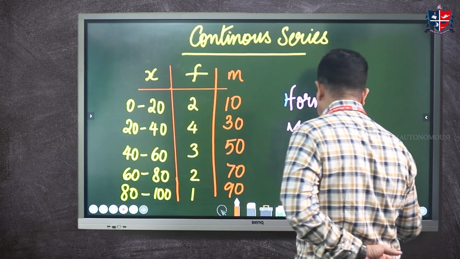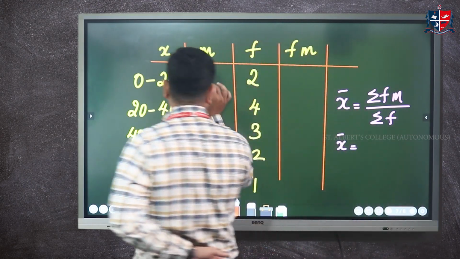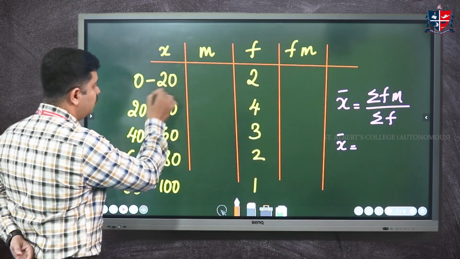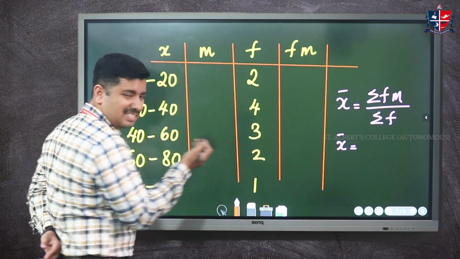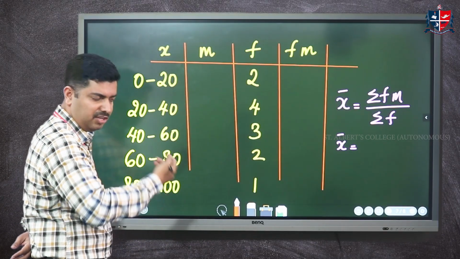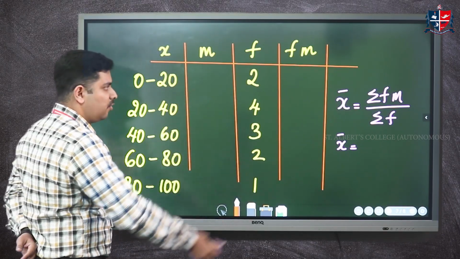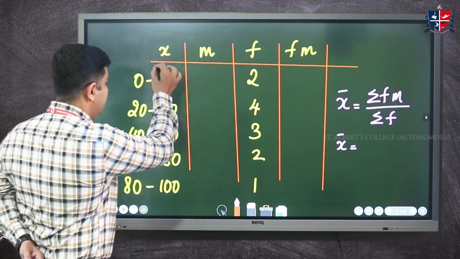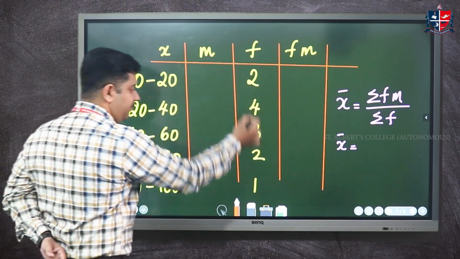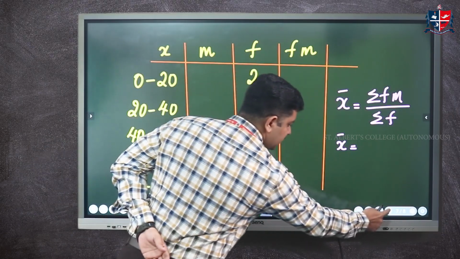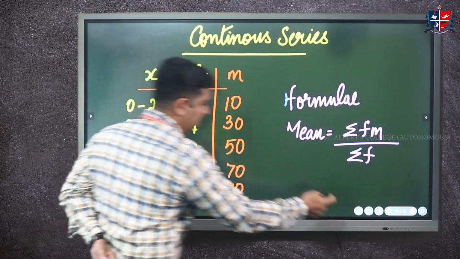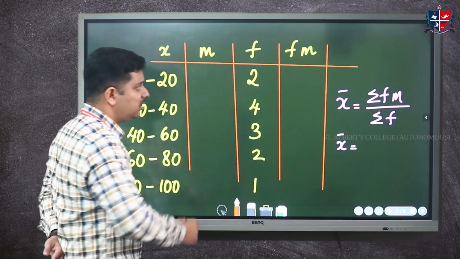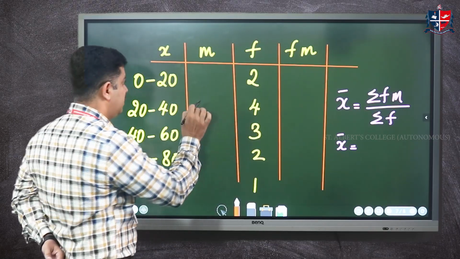Now let's do it clearly. So we'll do it properly. So here, what is 10 to 20? Midpoint. We just calculated it. We'll just redraw it because this is how you have to draw your final table. X is given, M is given, and the frequency is whatever was there in the question, I just rewrote it there. And then we are supposed to multiply. We'll come to that later.